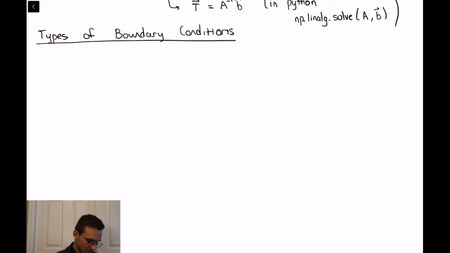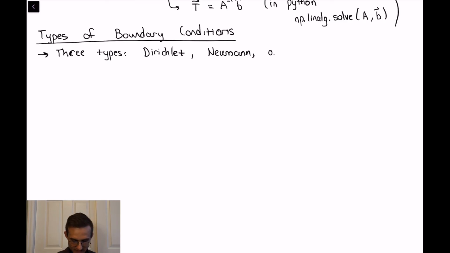Okay, so broadly speaking, there are three types for these boundary value problems. So three types. You have Dirichlet, which is the type that we just discussed. We have Neumann, and then we have mixed, or more commonly called Robin boundary conditions. Okay, BCs.